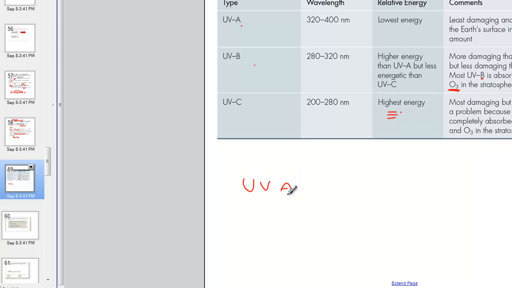Think of it this way. UVA comes straight through. UVB is blocked by ozone. UVC is blocked by ozone and oxygen. UVC is blocked by both.